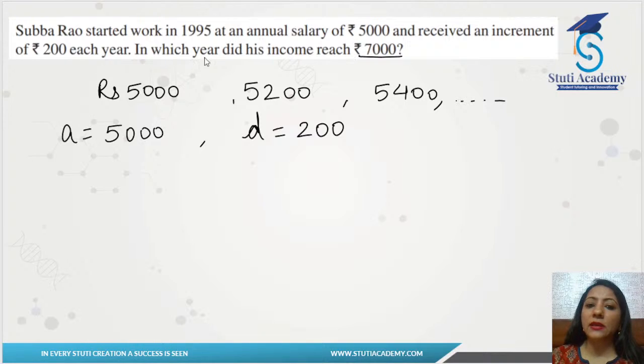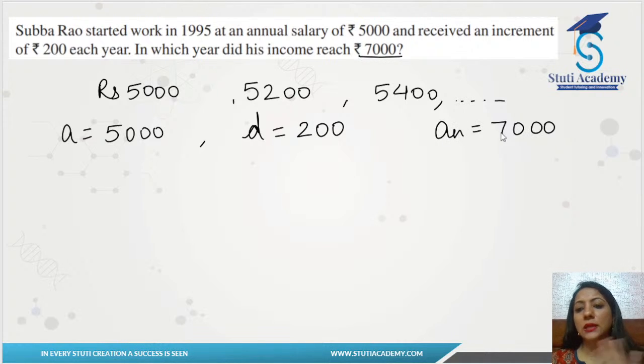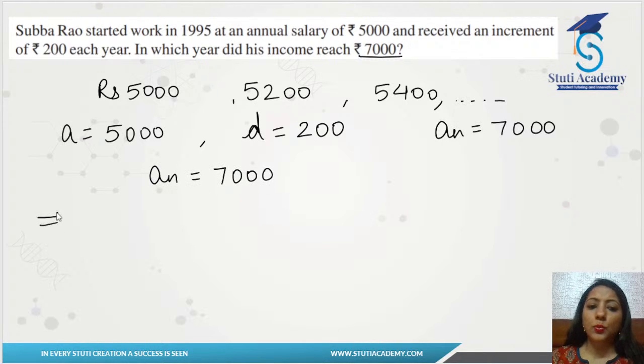We have to find out in which year his income will reach 7,000. That means we are looking for the nth term of this AP, which is actually 7,000. So we have to solve for n here. We know the nth term is 7,000, we know a is 5,000 and we also know d is 200. We will write the formula for the nth term. We will get a plus n minus 1 into d.